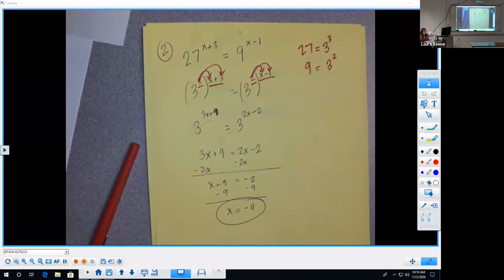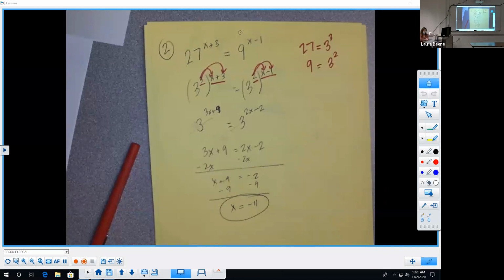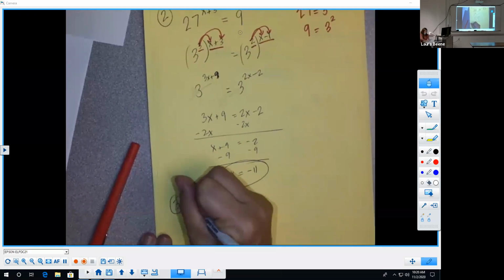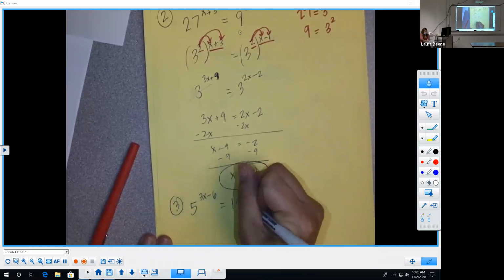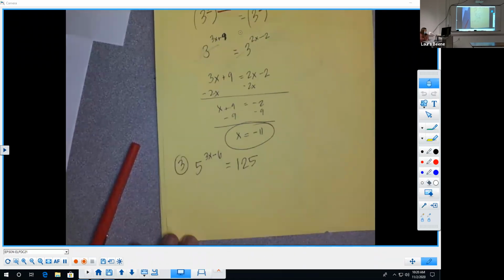Questions about that? Okay, try this one on your own. 5 to the 3x minus 6 power equals 125.